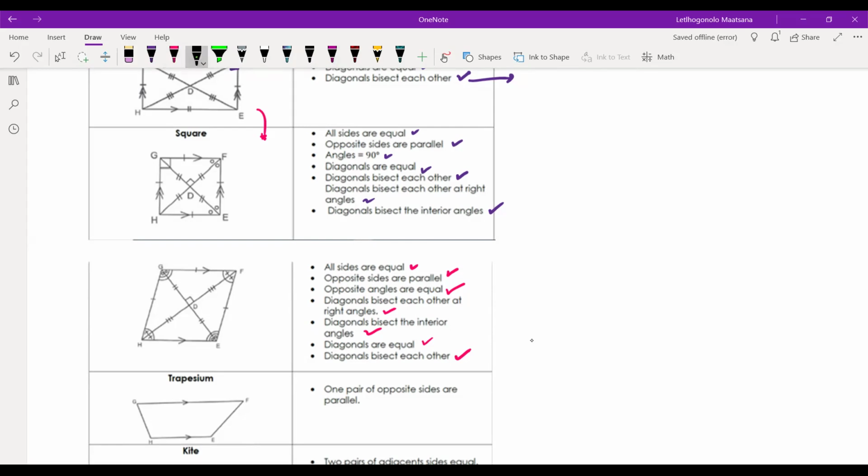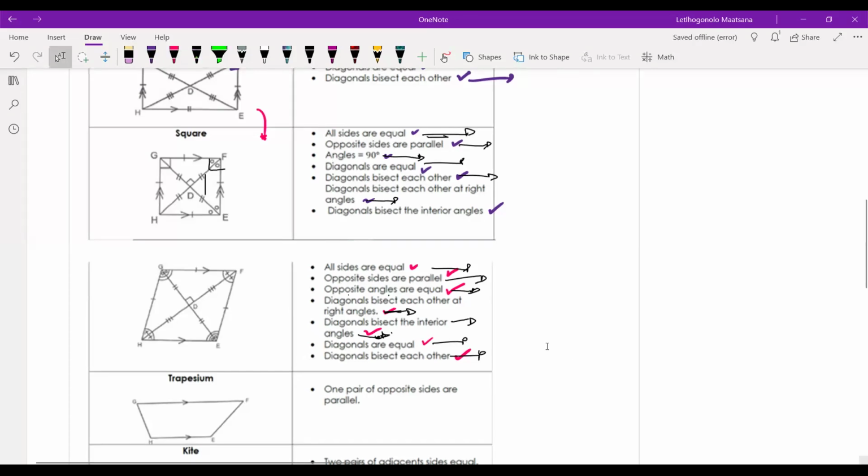So let's see which ones. So equal sides, right? Opposites. And we have opposite angles are equal. Here we are already told that all the angles are 90 degrees. So that falls into that. Diagonals are equal. Diagonals bisect each other. Diagonals bisect each other at right angles. Diagonals bisect the interior angles. So we can see how all squares are rhombuses and not all rhombuses are squares, because we don't have that 90-degree angle there.